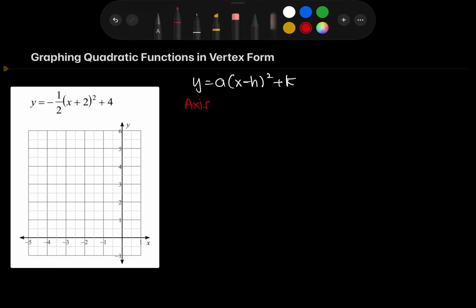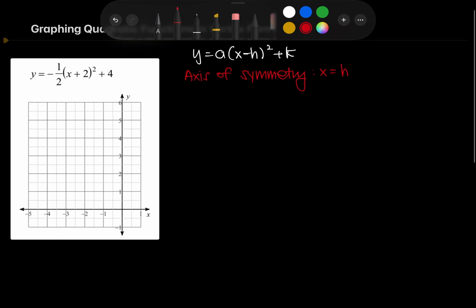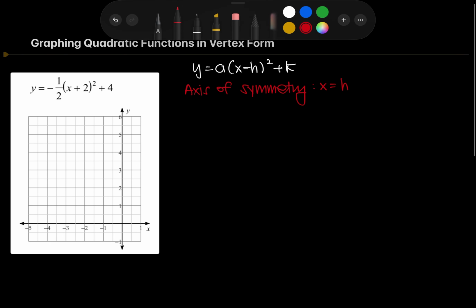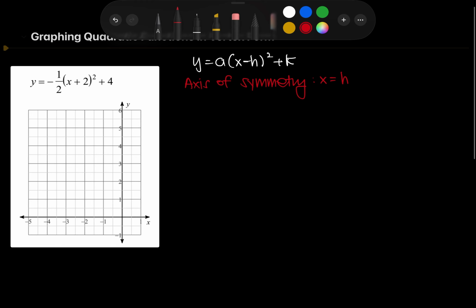Axis of symmetry is always going to be x equals h. Cut out the equation here and put it right on top of the equation that's given to us. You see that the h is 2. It says minus h, so it's always going to be the opposite of what you see. So it's going to be x equals negative 2 instead of positive 2. That is your axis of symmetry.